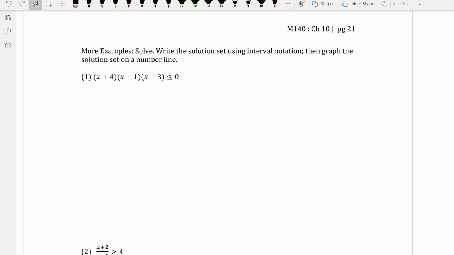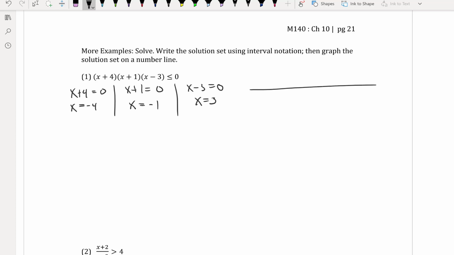So for number 1, this one's really nice because it's already set to 0. So I can already tell you what my boundary points are going to be. So I have x plus 4 is equal to 0, so x is equal to negative 4. x plus 1 is equal to 0, so x is equal to negative 1. And x minus 3 is equal to 0, so x is equal to positive 3. So now I have 3 different boundary points: negative 4, negative 1, and positive 3 that I'm looking at.